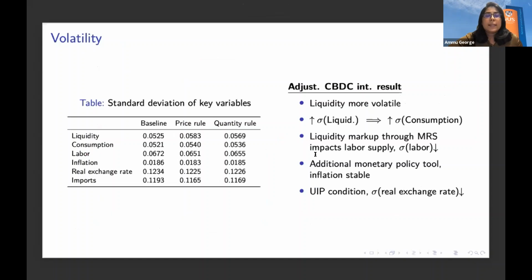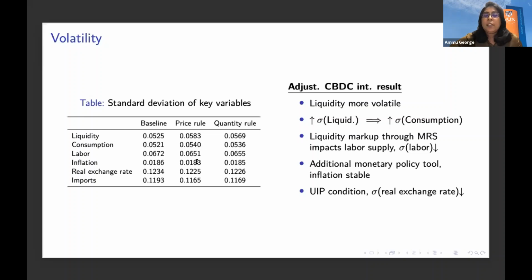Next, we look at the volatility of the key variables under all the shocks. Here we see that liquidity has a lot more volatility when the CBDC interest rate is adjustable, and consumption follows through because consumption is highly dependent on the amount of liquidity in the economy. And so consumption is also more volatile when the CBDC interest rate is adjustable. However, as I mentioned earlier, the changes in liquidity tax would impact the marginal rate of substitution between labor and consumption from the constrained agent side. So the labor hours are found to be more stable under the price rule and quantity rule regimes.